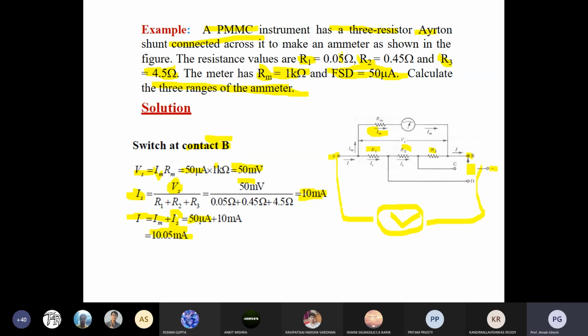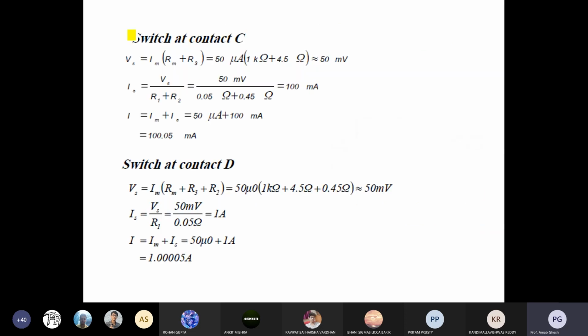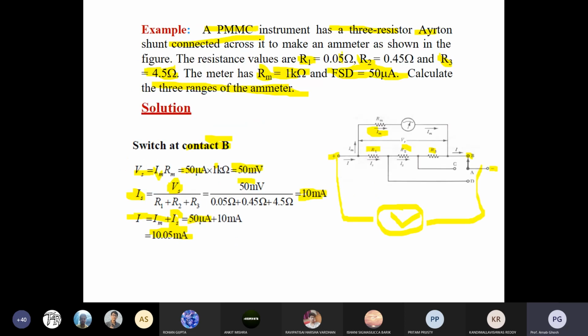So a second condition will also be there: A connected to C, and A connected to D. That you need to calculate. So switch at the constant contact on C, when connected to C. The first one is the switch connected to B. The second condition is connected to C.